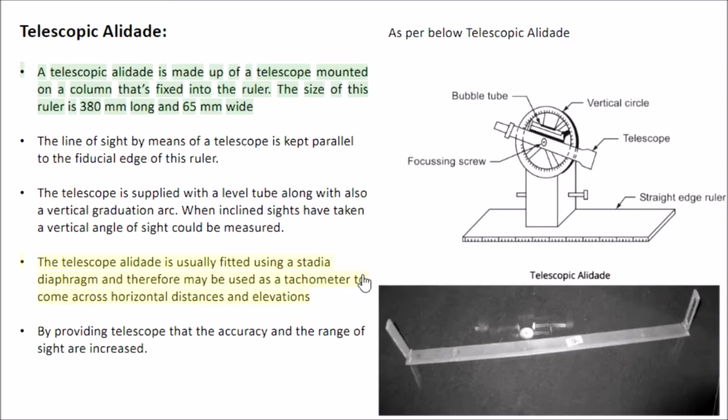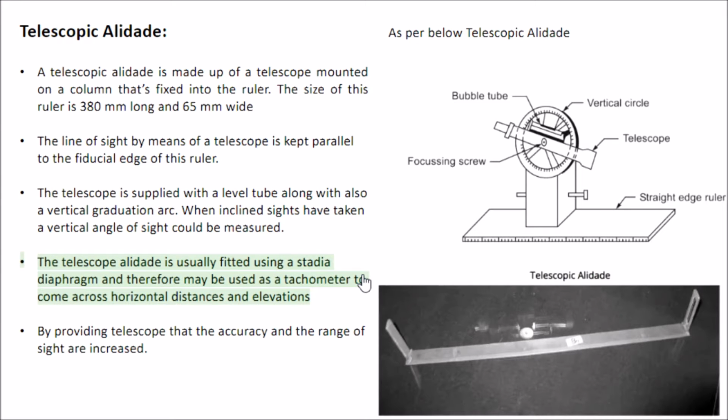Telescopic eye dot. A telescopic eye dot is made up of a telescope mounted on a column that is fixed onto the ruler. The size of this ruler is 380 millimeters long and 65 millimeters wide. The line of sight of the telescope is kept parallel to the fiducial edge of this ruler. The telescope is supplied with a level tube along with a vertical graduated arc. When inclined sights are taken, a vertical angle of sight can be measured.